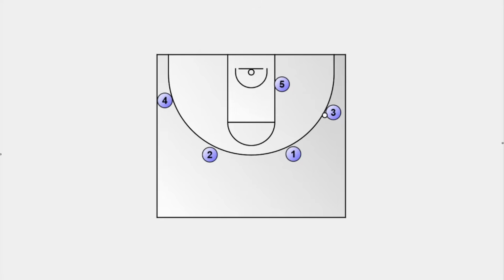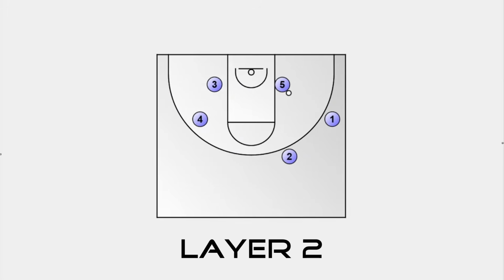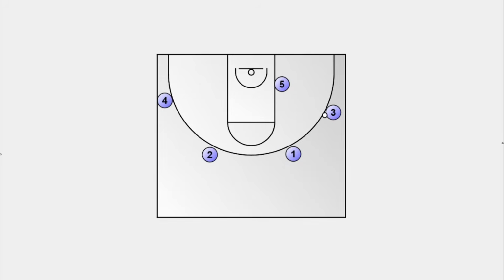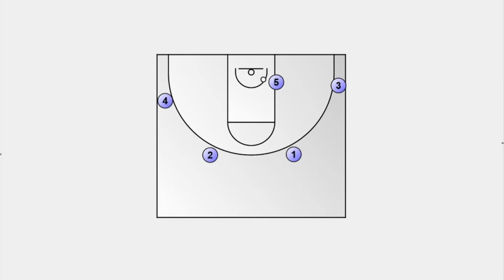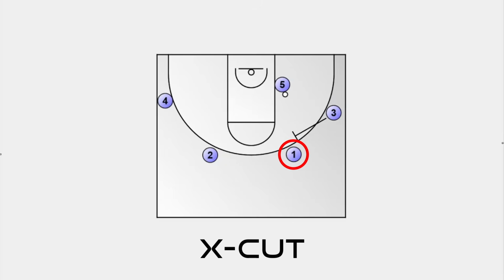Rick Torbett also provides an alternative to the basic post pass and cut in layer 2. In order to create maximum space between them and their defender, the passer relocates to another perimeter spot after the pass. This works great when the defender doubles down on the post. Another option is to X-cut by screening for the next perimeter player, followed by a cut to the basket.